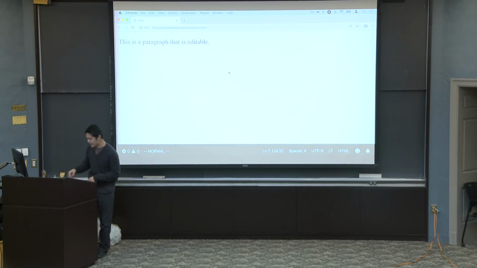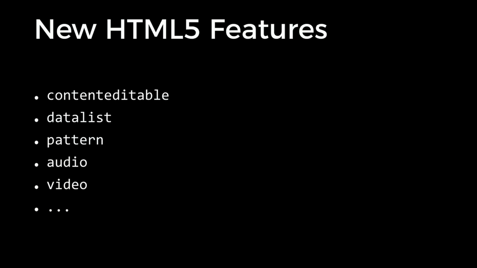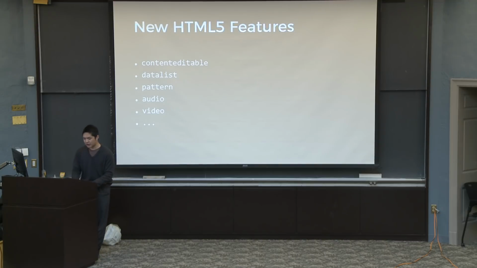OK, so content editable, that's one of the new features that HTML5 offers. Another feature that it offers is the data list element. So the data list element is another one you might see, just showing you this for the sake of giving you a sense for what HTML5 can do. The data list is designed to make it easier to create autocomplete. So you can implement autocomplete in your web pages.